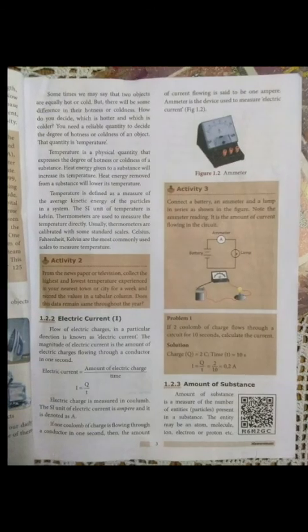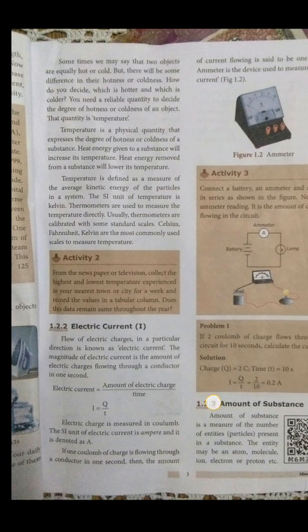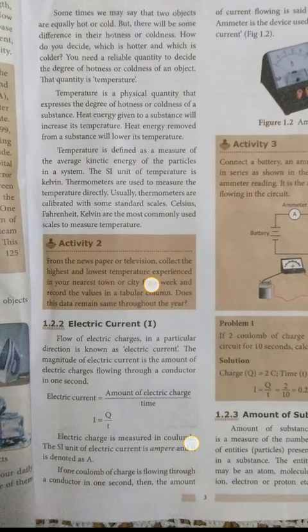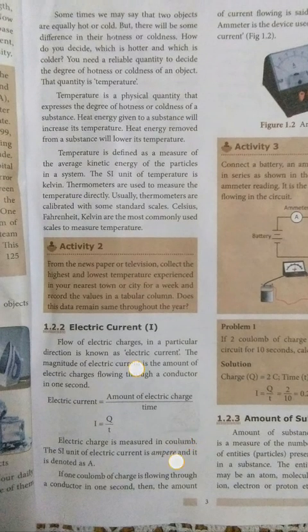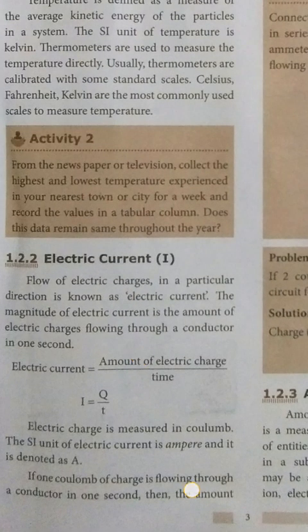What are the two definitions in electric current? First you have to write define electric current. For that you have to write the first paragraph fully, and the formula I is equal to Q divided by T, and electric charge is measured in coulomb, SI unit of electric current is ampere, and is denoted as A. Till that you have to write. In the previous class you have written 5 questions. Next you have to write the 6th question. What is the 6th question? Define electric current. For that you have to write from flow of electric charges to it is denoted as A. This fully you have to write.